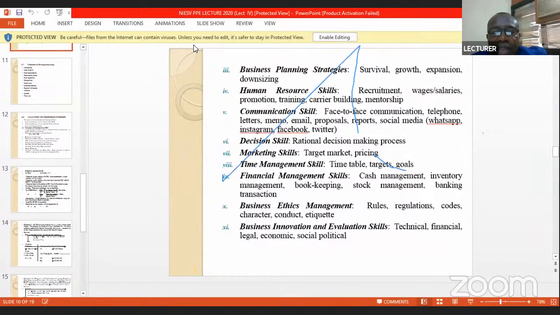Again, we are seeing business ethics management, business ethics. You will see that from first lecture to second lecture to the third lecture, and this is the fourth lecture, the issue of ethics is coming up. Code of conduct, character, very, very important. What makes us graduates is actually our character.